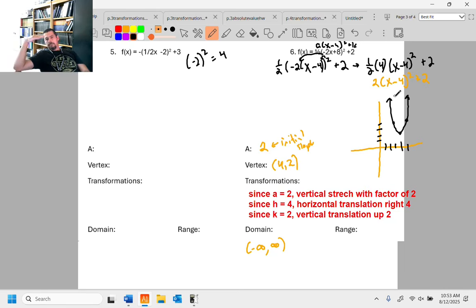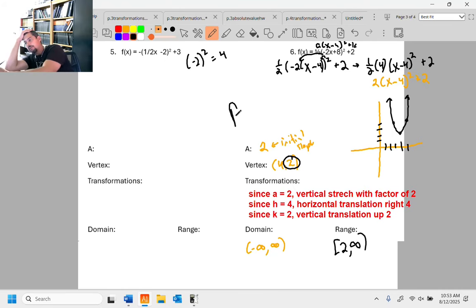Range, again, we talk about the low y value to the high y value. The low y value is at 2, and the high y value is rising to infinity on either side of the parabola. Again, remember, parabola.